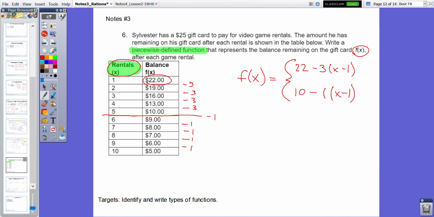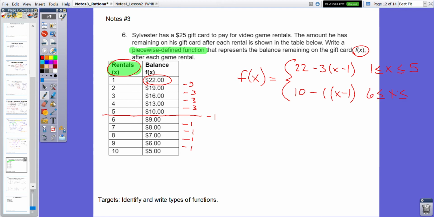Now remember, a piecewise function has different domains. So the first thing we want to do is define the domain for the first cycle, which is between rentals 1 and 5. So we're going to say that x is between 1 and 5. Okay, and then below, for the next one, we want to include everything after that. So that would be technically between 6 and 10.